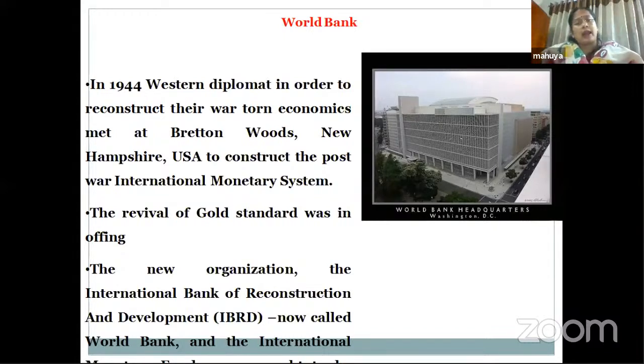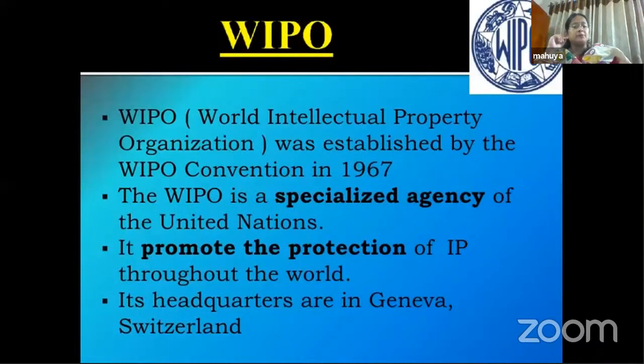I think you all have an idea. In 1944, Western diplomats, in order to reconstruct their work on economics, met at Bretton Woods, New Hampshire, USA, to construct the post-war international monetary system, and the revival of the gold standard was on offer. During that time, 23 countries formed the World Bank. Afterwards, the World Trade Organization was formed, and in 1967, the World Intellectual Property Organization, which monitors intellectual property all over the world, was formed. That body is situated in Geneva, in Switzerland.